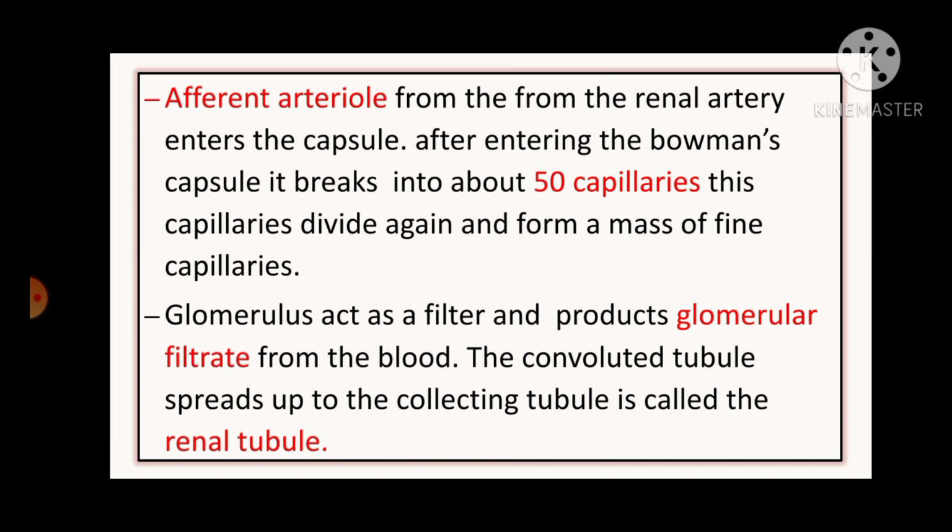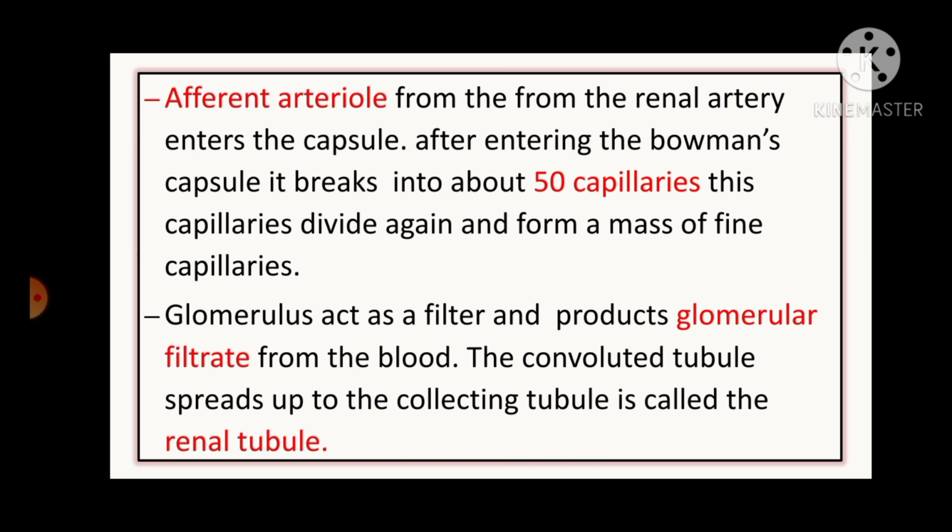Afferent arteriole from the renal artery enters the capsule. After entering the Bowman's capsule, it breaks into about 50 capillaries. These capillaries divide again and form a mass of fine capillaries. Glomerulus acts as a filter and produces glomerular filtrate from the blood.